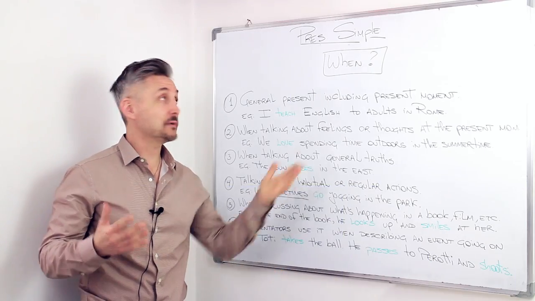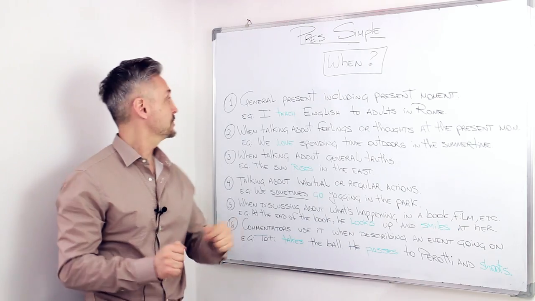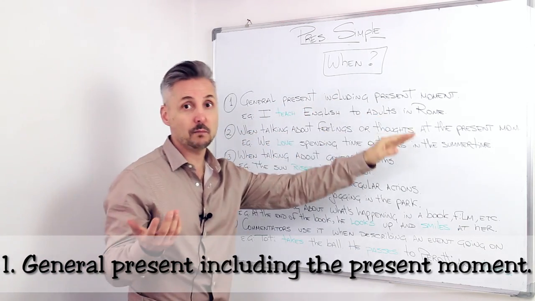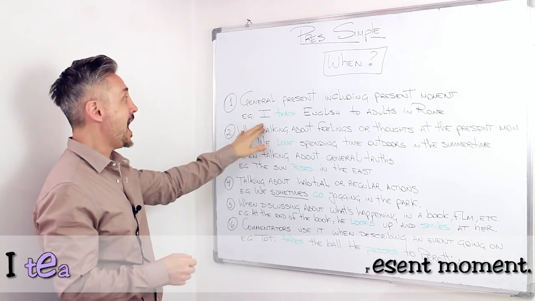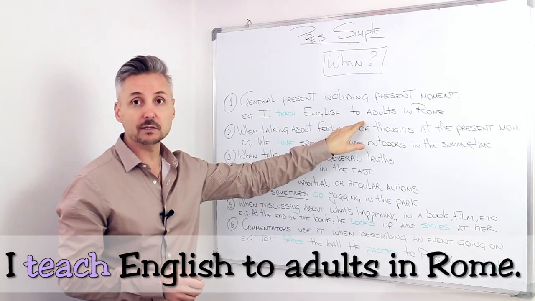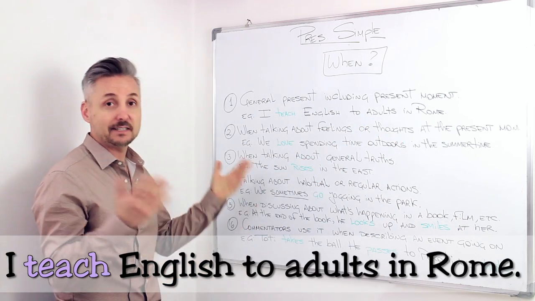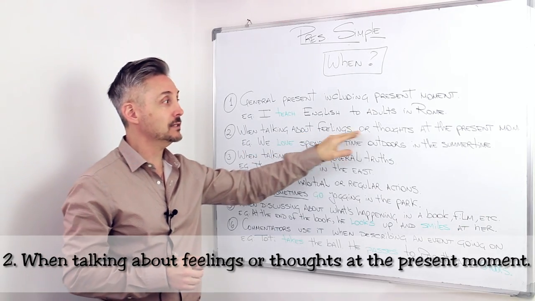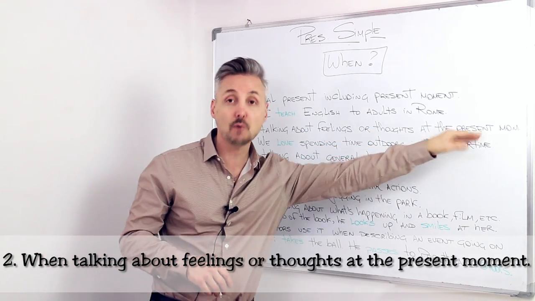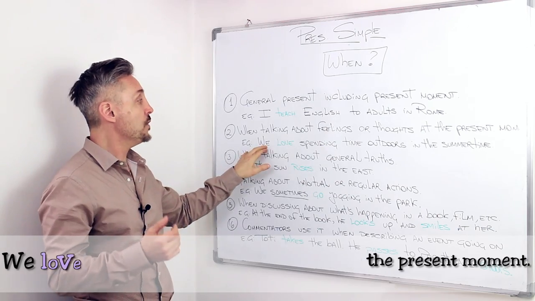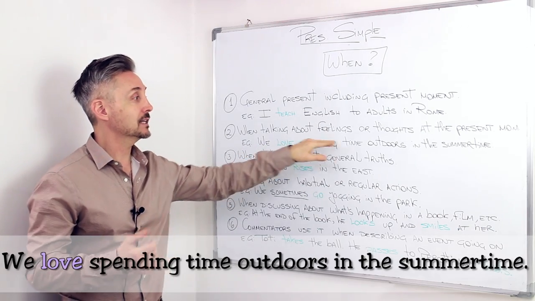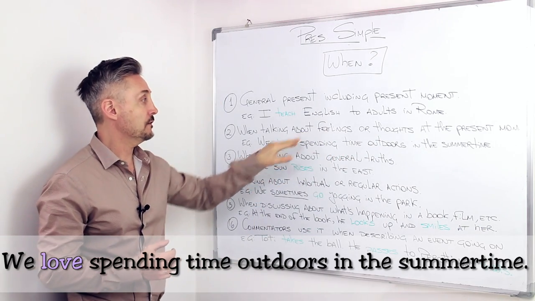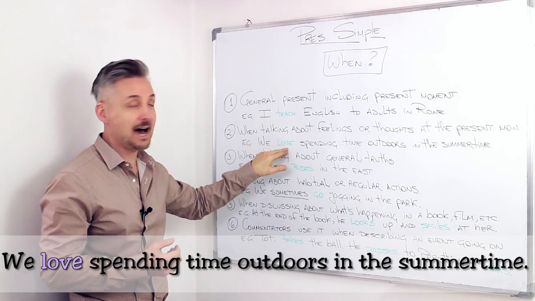So, when do we use the present simple or the simple present? First, general present, including the present moment. For example, I teach English to adults in Rome. Then the second situation, when talking about feelings or thoughts at the present moment. So, we love spending time outdoors in the summertime. Here, the verb of feeling is love.